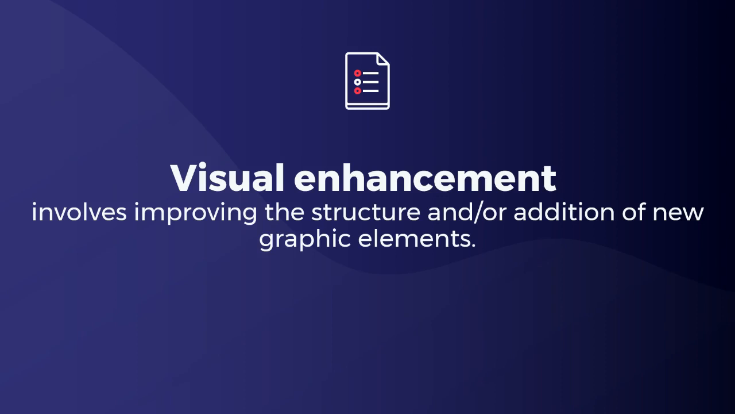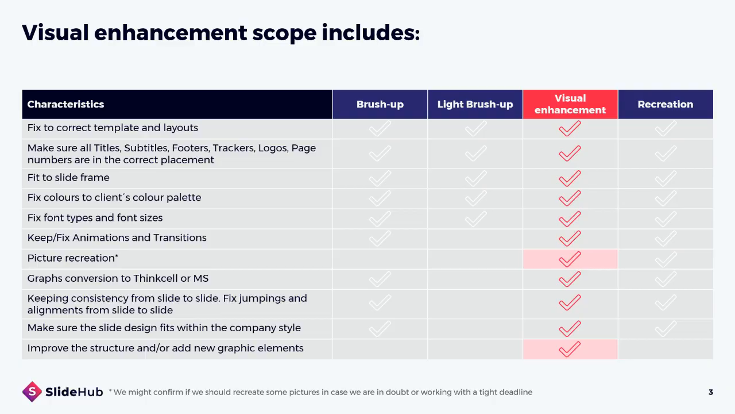Visual enhancement involves improving the structure and/or addition of new graphic elements. The scope for visual enhancement includes the following points. We will fix your slides to correct template and layout. We will make sure that all titles, subtitles, footers, trackers, and other elements are in the correct placement.